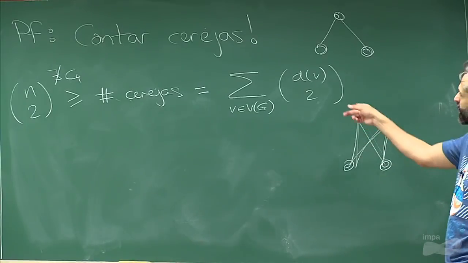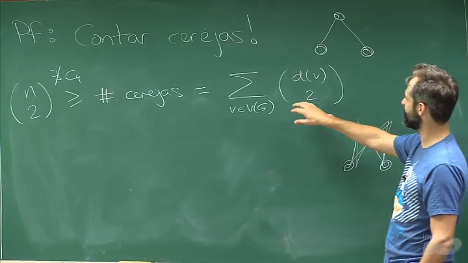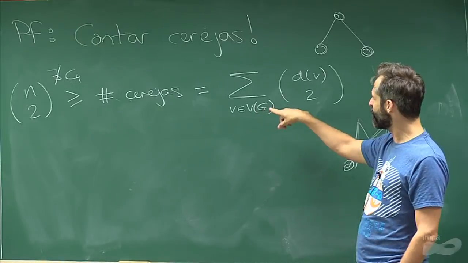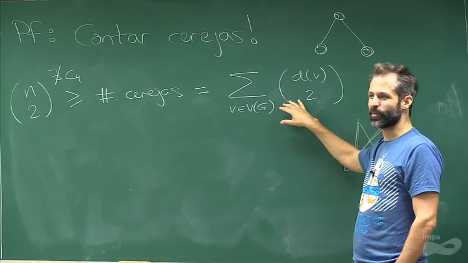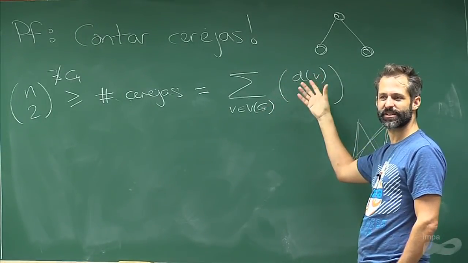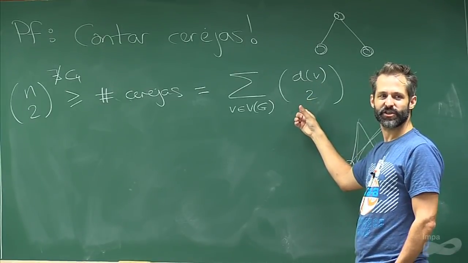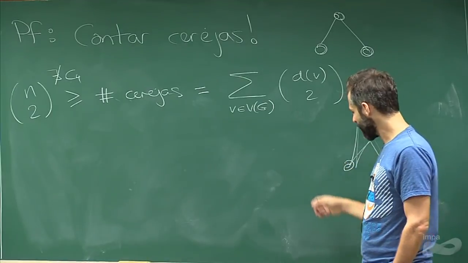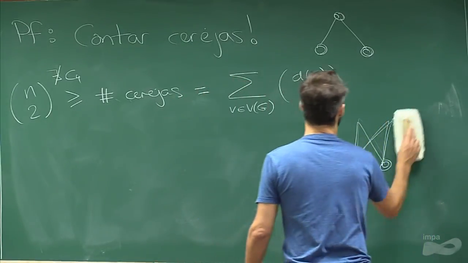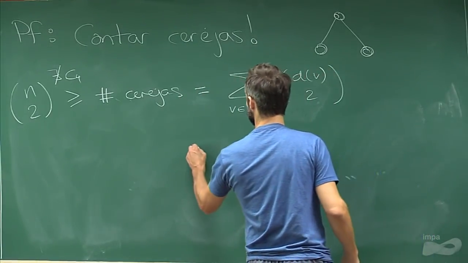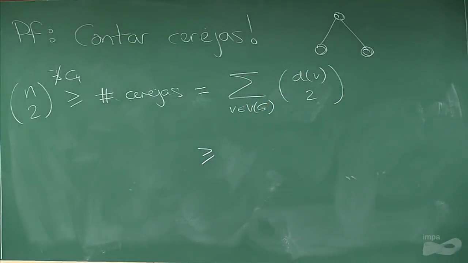Okay, so we have a bound. So n choose 2 is at least this sum. So we have in some way an upper bound on the number of edges, but it's encoded in this degree sequence in a weird way. What we'd like is a lower bound on this in terms of the number of edges. So how are we going to do that? What is the sum of the degree choose 2 at least?